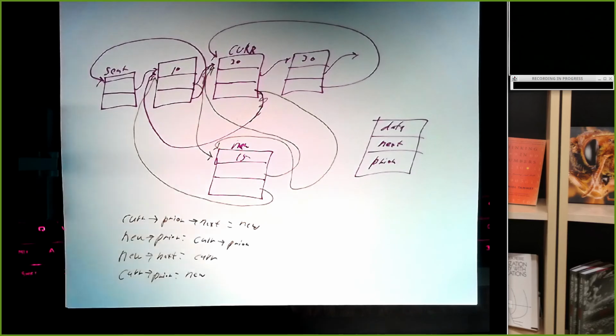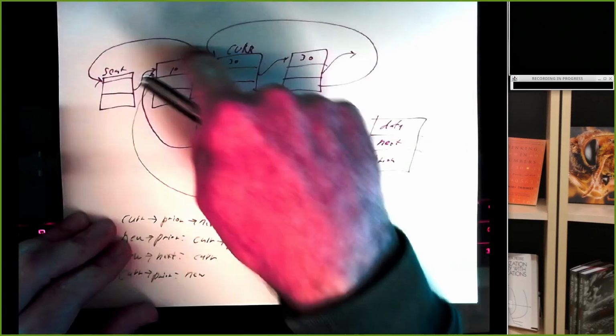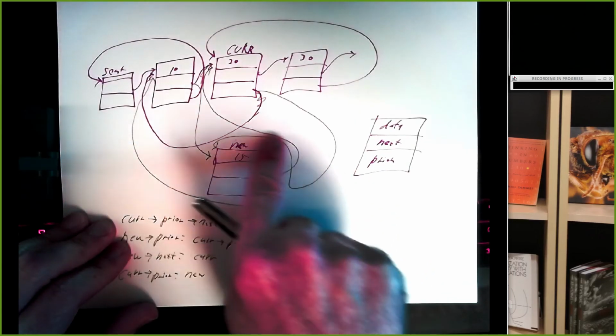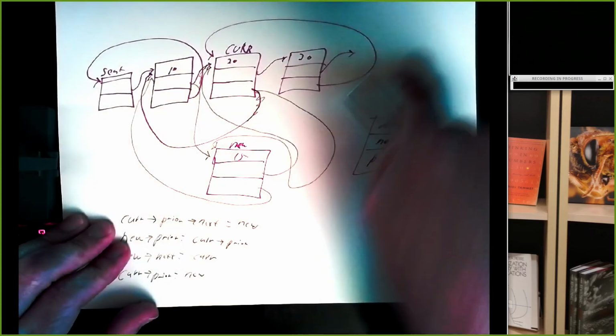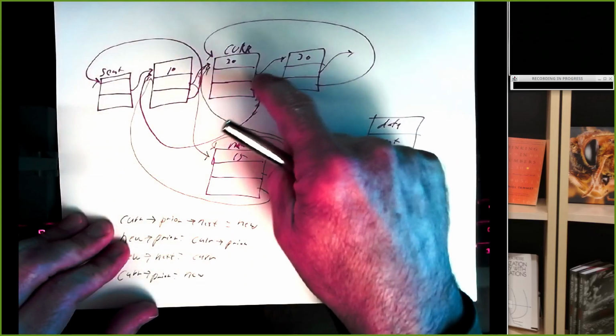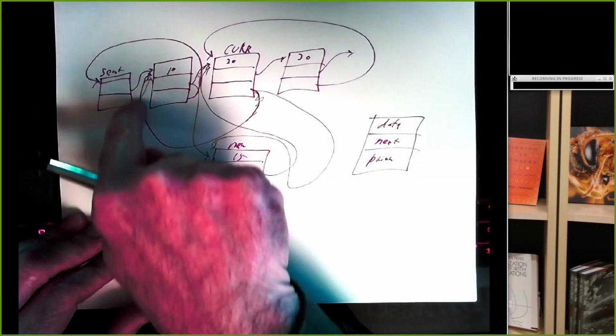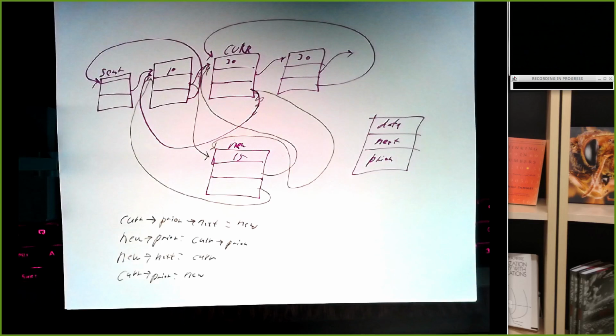And if you do this right, and I can't guarantee I did it right, we can follow the links forward. Sentinel points to 10. 10 will point to 15. 15 will point to 20. 20 points to 30, and so on. 30 points backwards to 20. 20 points backwards to 15. 15 points backwards to 10, and so on.